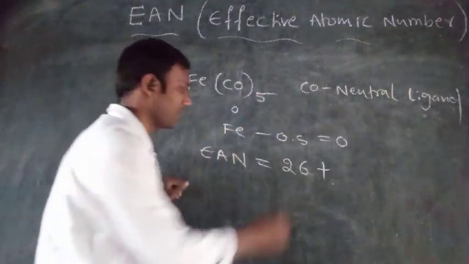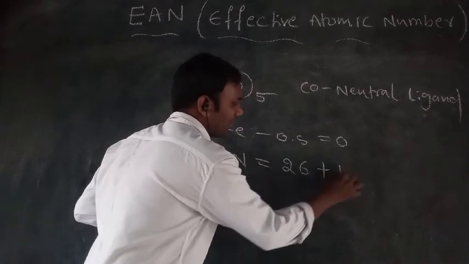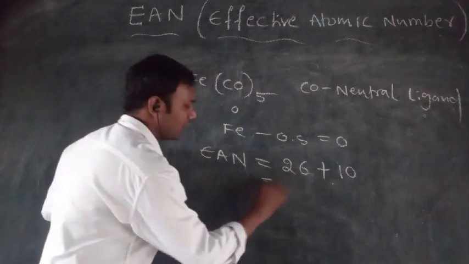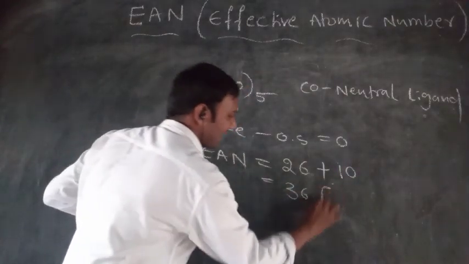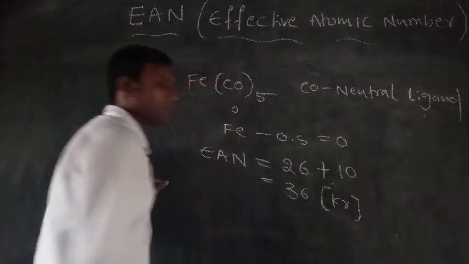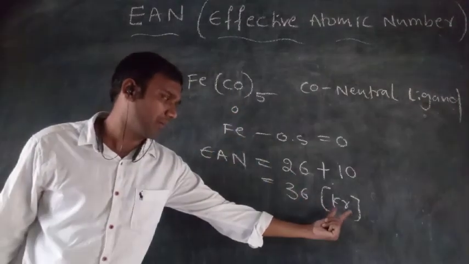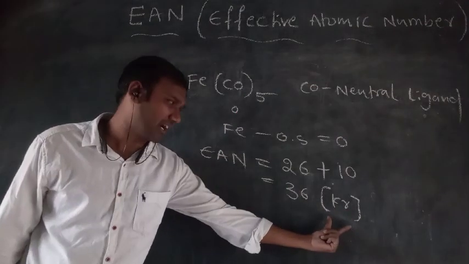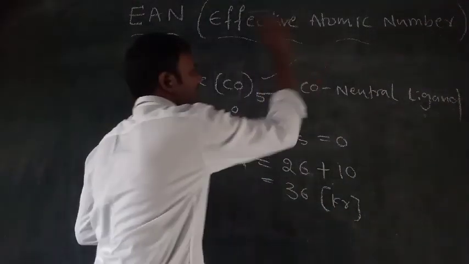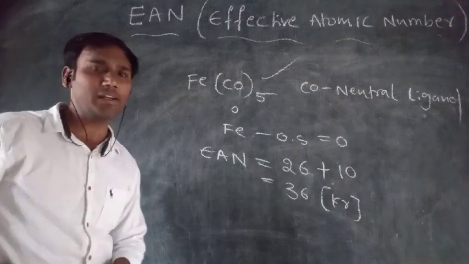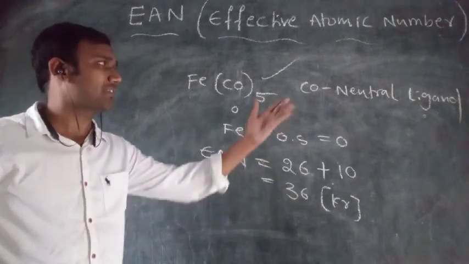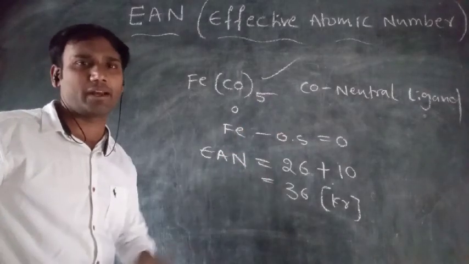10 electrons. So that means 26 plus the number of electrons gained from the ligand, 10. Then 26 plus 10 equals what? 36. Again it is showing the atomic number of krypton. That means the effective atomic number of this complex is equal to which atomic number of the inert gas? Krypton. So we can say this complex is stable, and this complex is following the effective atomic number method, right?